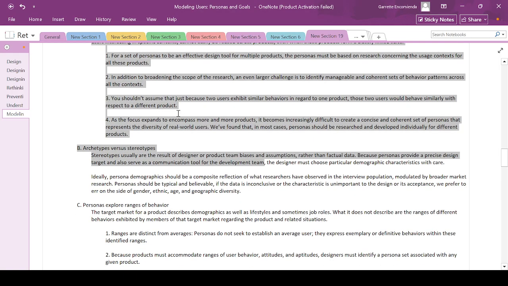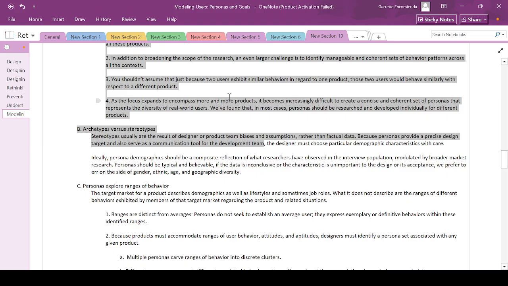In addition to broadening the scope of the research, an even larger challenge is to identify manageable and coherent sets of behavior patterns across all the contexts. So how do you prove that those behaviors are consistent across all contexts? You really need to prove that, and it should be based on scientific analysis.